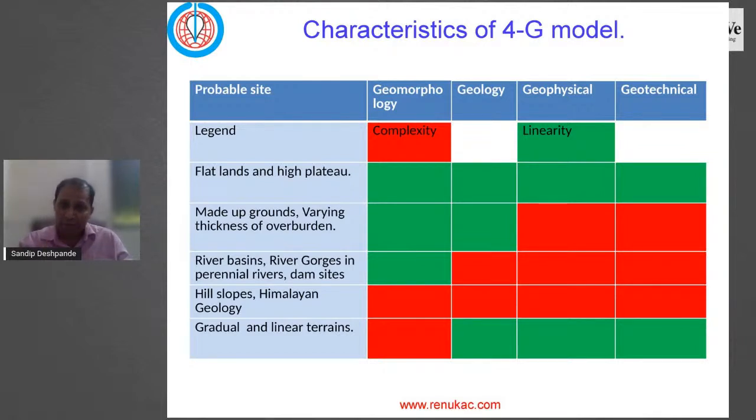When you have flatlands with high plateau lands, everything is quite linear and you can have a linear investigation program. When they are made-up grounds, geophysical parameters are extensively complex, as well as the geotechnical. The other 2 parameters are quite lenient, and one can have the investigation program focused on these two areas. When you're looking at river basin gorges, you will have to target all four parameters quite critically. If you're looking at hill slopes or challenging geology, yes, all the parameters need to be assessed. In gradual linear terrains, geomorphology will be a critical parameter rather than the geotechnical parameter.